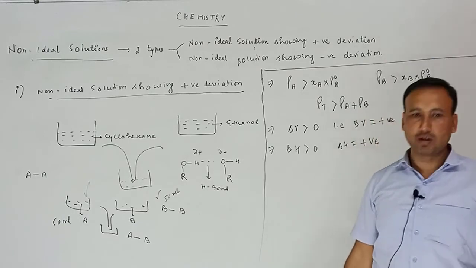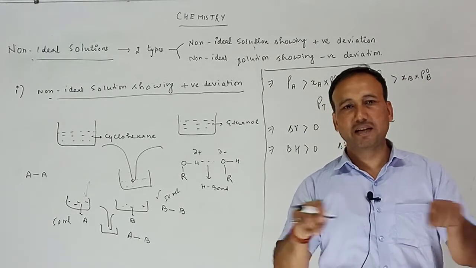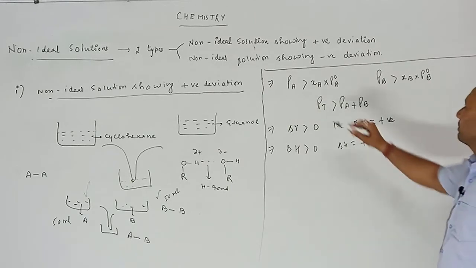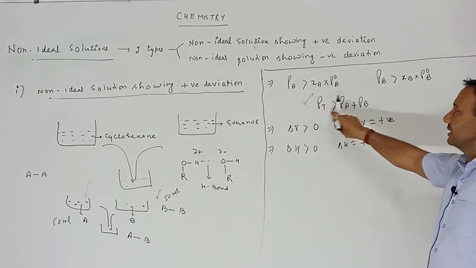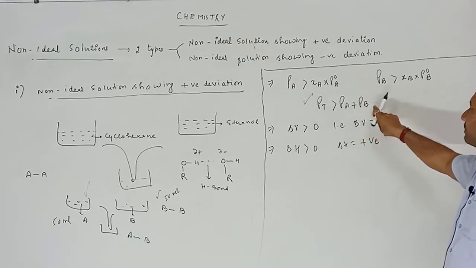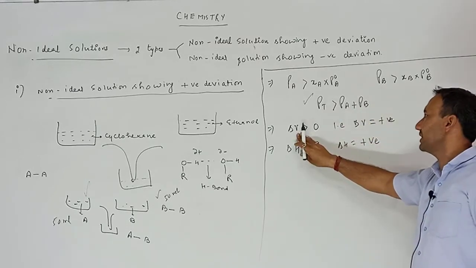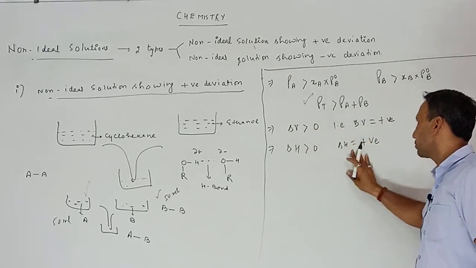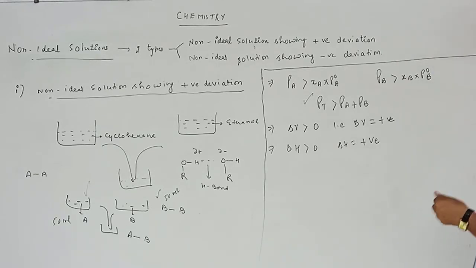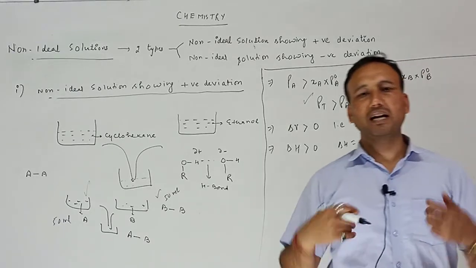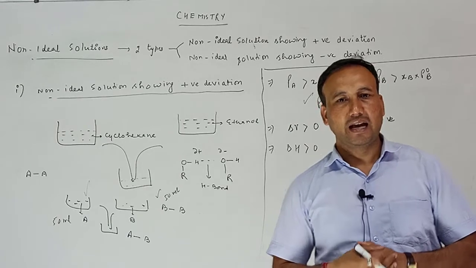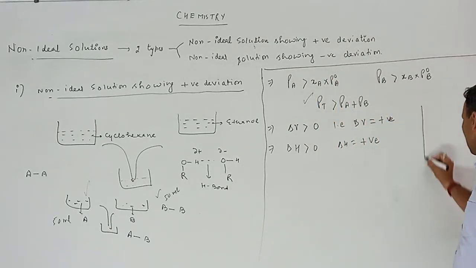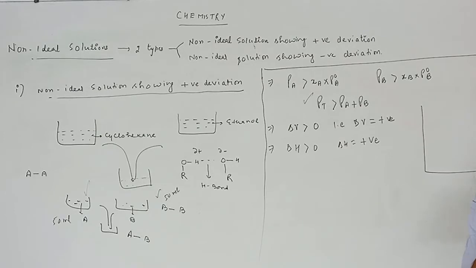So if the two components on mixing have less intermolecular force of attraction, then the total vapor pressure of the liquid mixture is greater than the sum of the partial pressure of A and the partial pressure of B component, and the volume change is also greater than 0, that is volume change is positive, and enthalpy change is also positive. And if the liquid mixture shows positive deviation, then each component will exert more vapor pressure as compared to Raoult's law. So the graphical behavior of Raoult's law for a binary solution will also change.